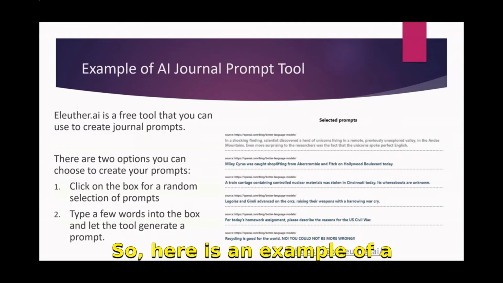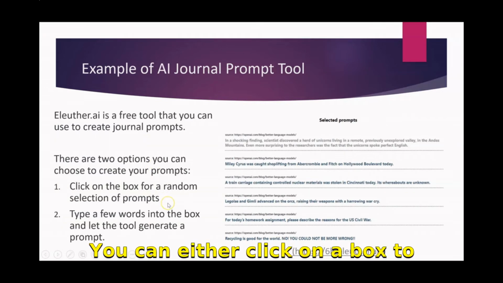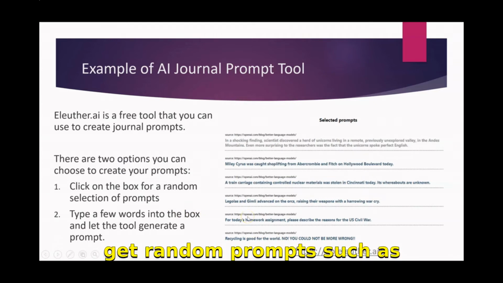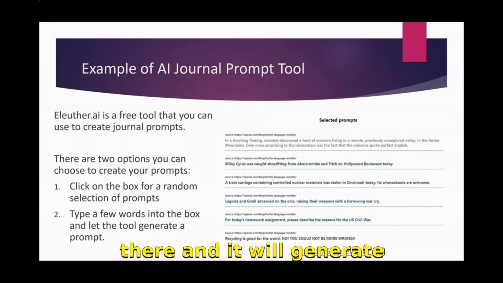So here is an example of Eleuther.ai, which is free. You can either click on a box to get random prompts, such as what you'll see here, or if you already know what type of journal you want to make, for example that summer journal, I could type a few words into a text box there and it will generate prompts in that category.